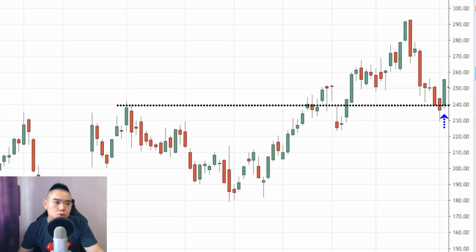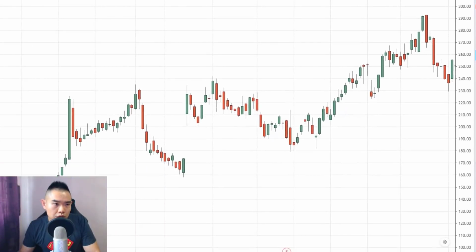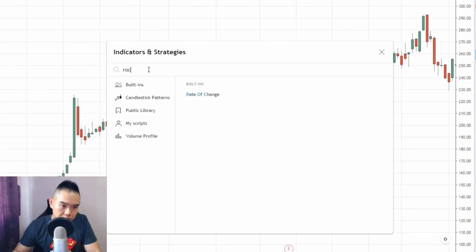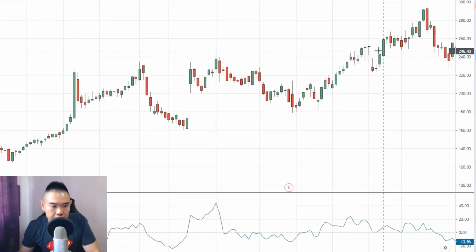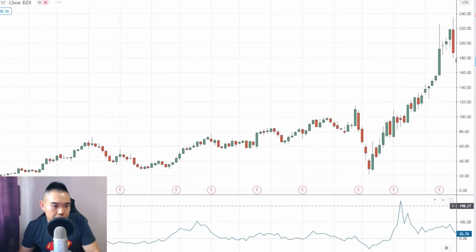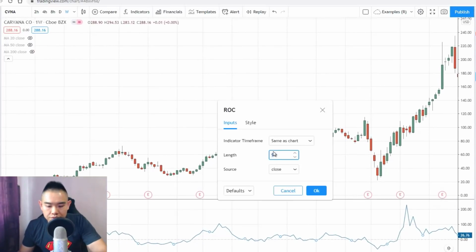So which one do you choose? Do you choose CVNA or do you choose Kirkland? You might be spoiled for choice. Or sometimes you might even have 5 or 10 stocks which are behaving similarly. So what you want to do is to pull out your ROC indicator. Just going to pull out ROC, rate of change, click on this. I like to use the weekly time frame to reference it over the last 50 weeks.